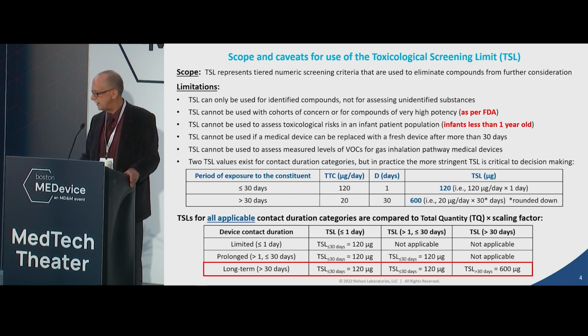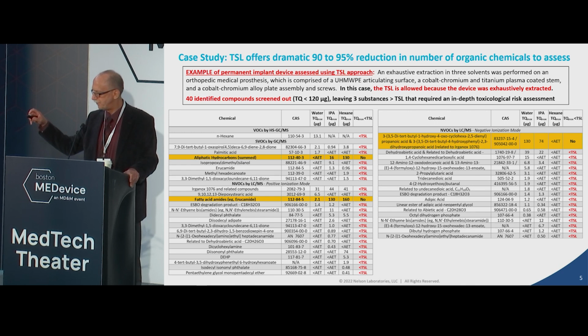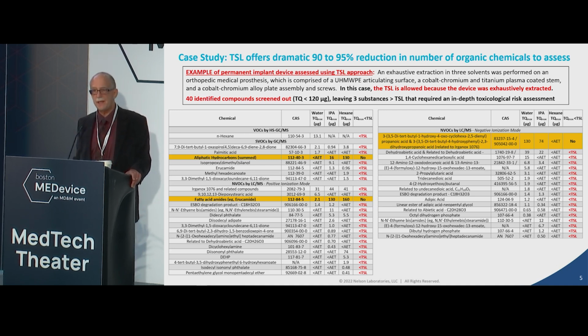Practically speaking, the 120 is what matters because it's the more stringent to being able to use this TSL streamlining. Here's a case study of how dramatic it is. Here's a case, and very typical, we see a lot of these, a permanent implant assessed using TSL approach. We saw 90 to 95% reduction in how many chemicals have to have a full tox risk assessment.